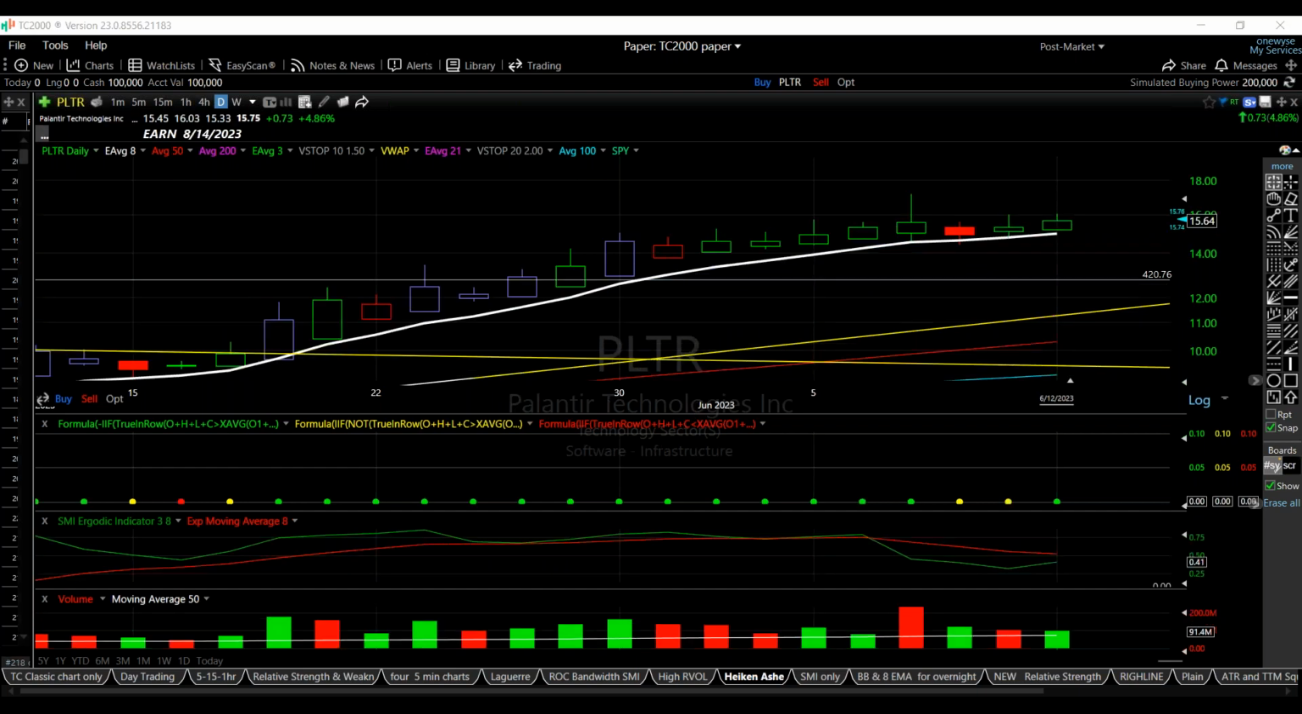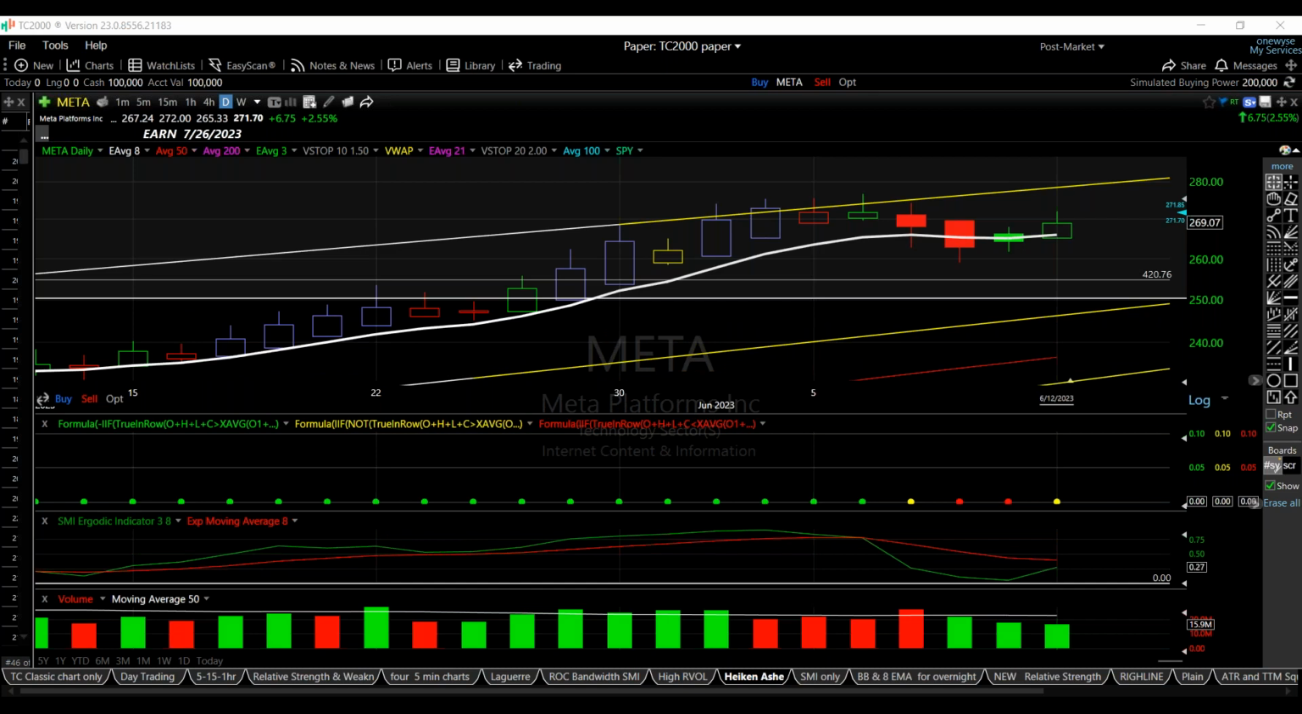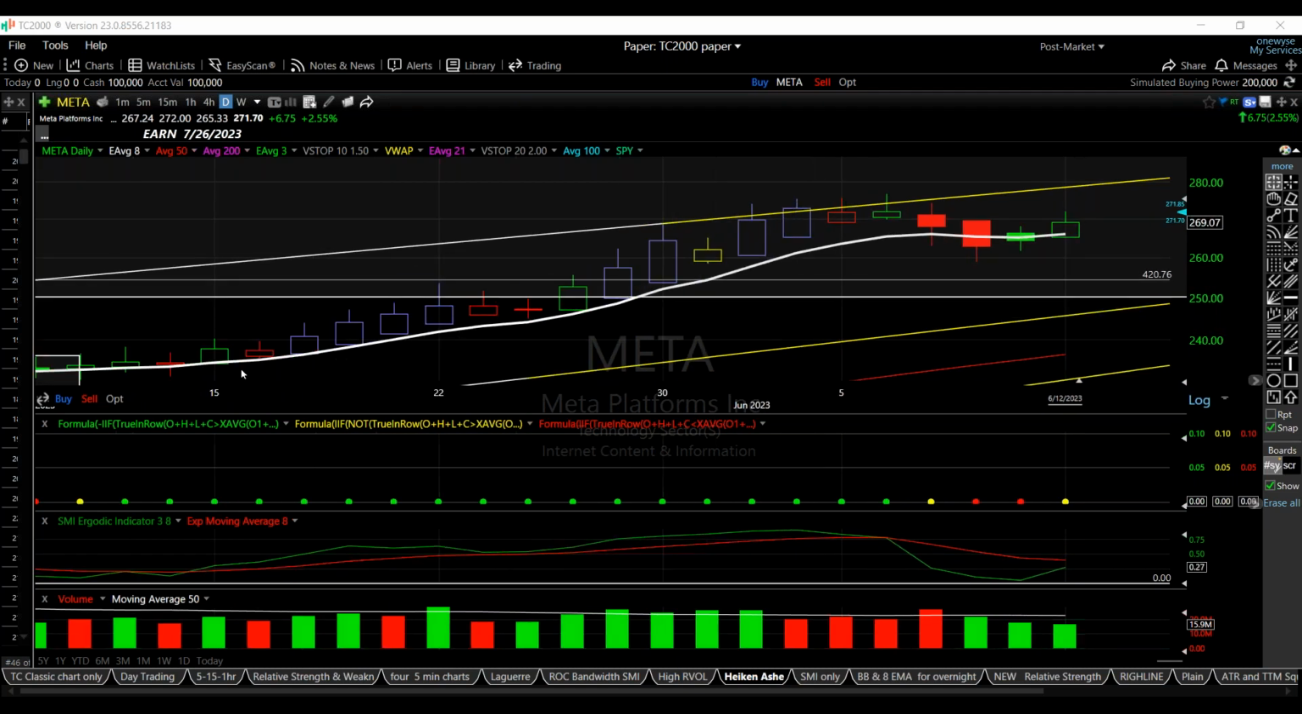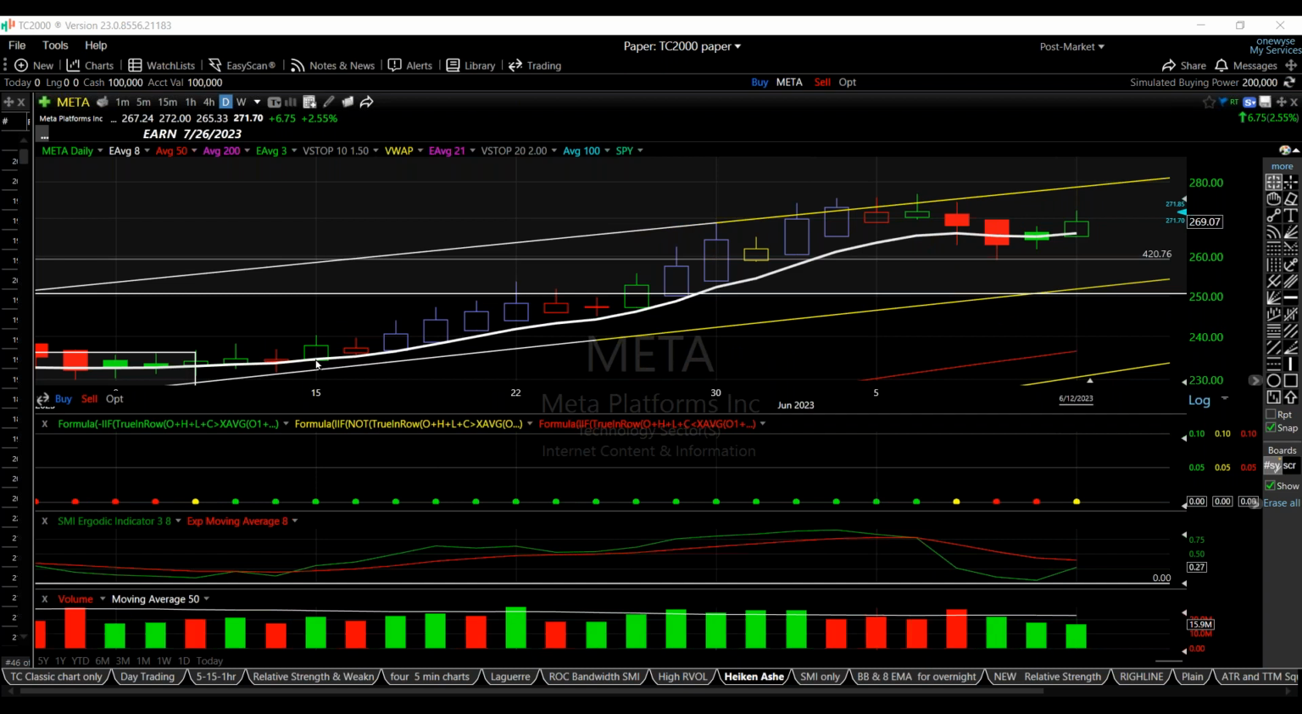And let's see what else we can find here. Okay, Meta. We're in Meta in the room, and you can see that we had a nice Heiken Ashi reversal right here, and you can see the flat bottoms, how it stayed flat all the way up to here. And then you get a doji, and then you get another flat bottom, and a flat bottom, and a flat bottom. So you can just ride this up.